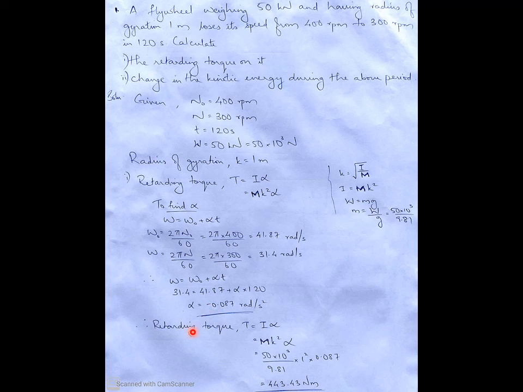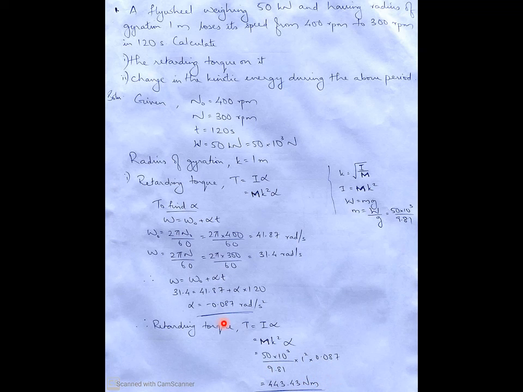Now we have retarding torque T equal to I into alpha. You already got the value of alpha. I is m k square. What is m? It is the mass of the body. Weight is given as 50 kilonewton, so 50 into 10 raised to 3. What's the relation between weight and mass? m equal to W by g. So it is 50 into 10 raised to 3 divided by 9.81, into k, the radius of gyration, which is 1 meter, so 1 square, into alpha value 0.087. No need to write negative over here.